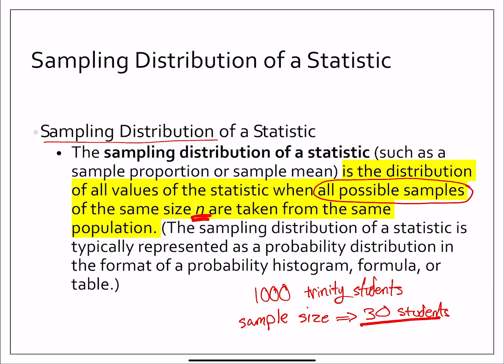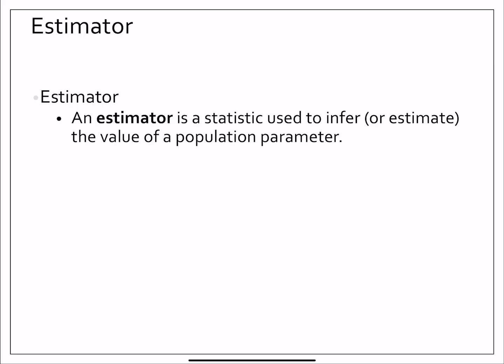And when we have that sampling distribution, we'll make a histogram, right? Or we'll have some kind of formula or a table to represent it. So there are different ways we can represent that sampling distribution. But that's where we take all of the possible samples, and for each sample, we find some statistic about it, right? And then we have a sampling distribution.